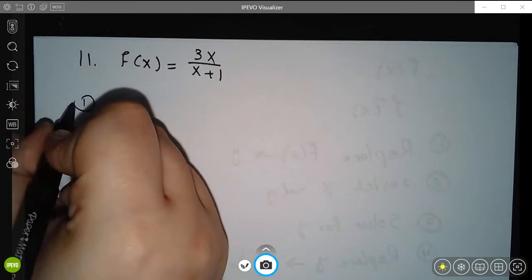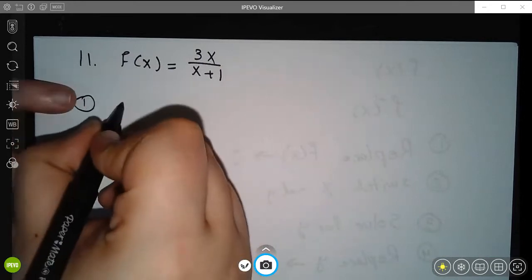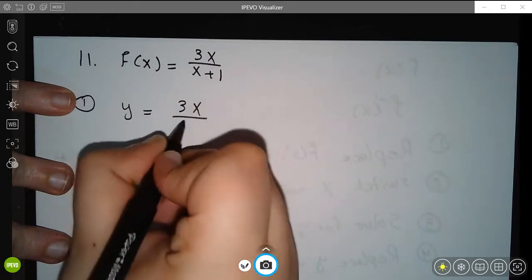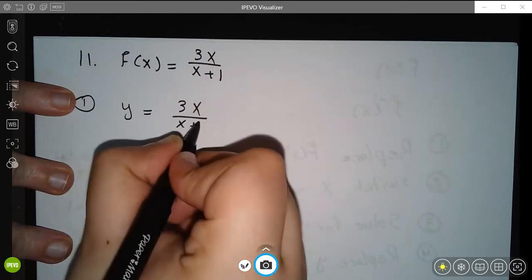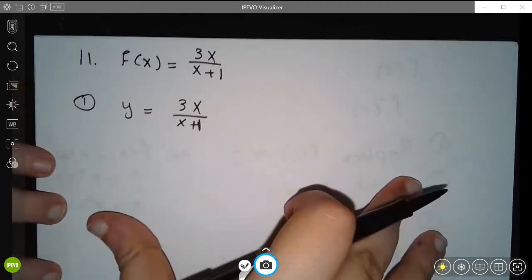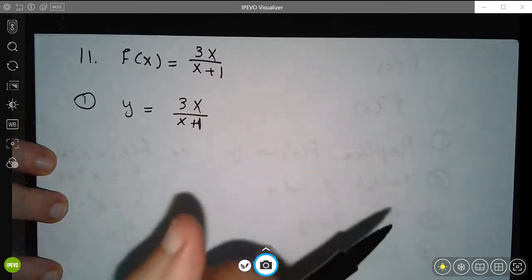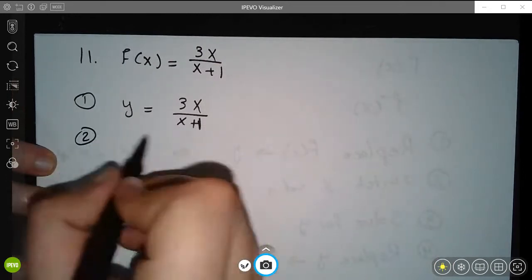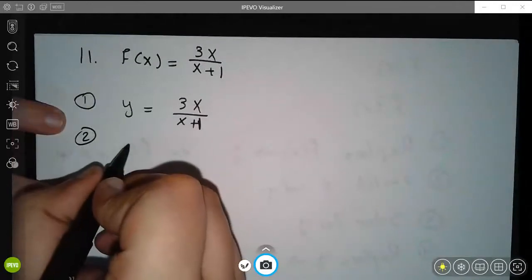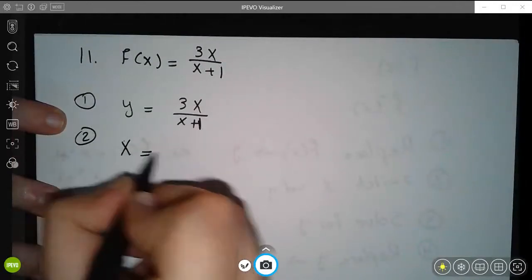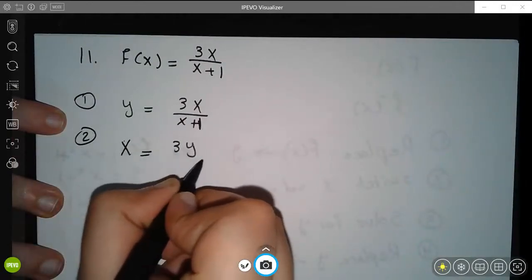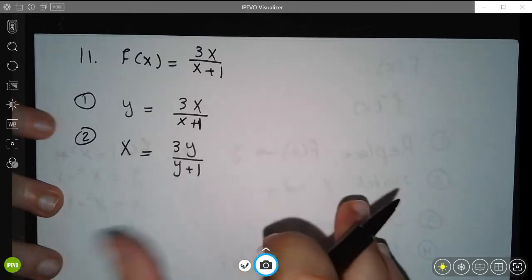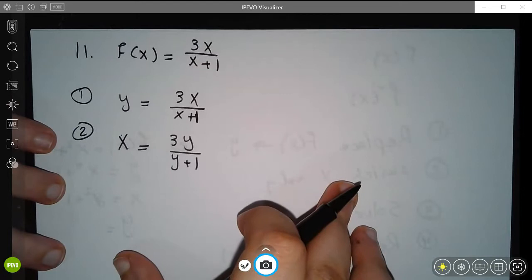Number 1, replace f of x with y. It becomes y equals 3x over x plus 1. Oops, plus 1, that looks like an H. All right. Number 2, switch x and y. So we have what? x equals 3y over y plus 1. Saw that? I switched both x's to y's.